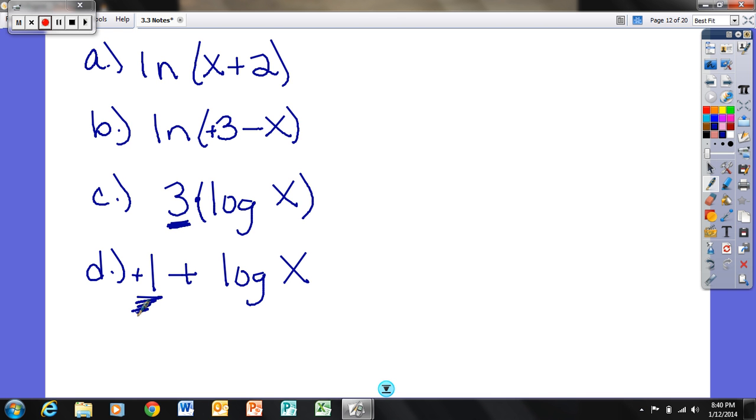And those are all the notes we have for section 3.3. We'll be doing example problems in class.